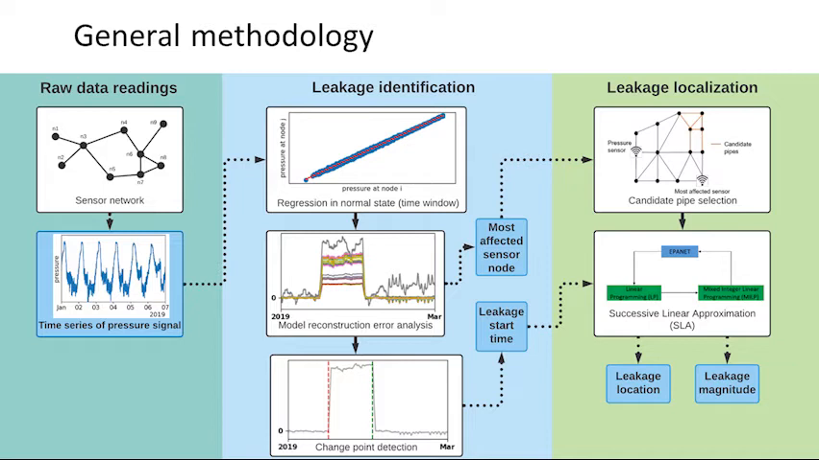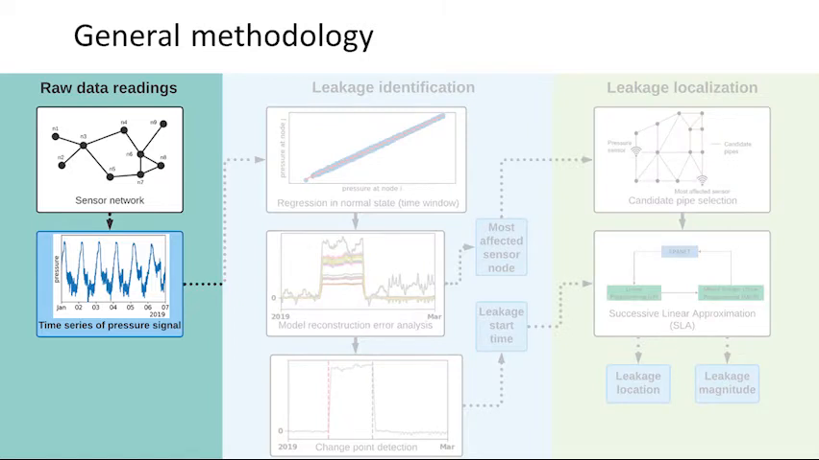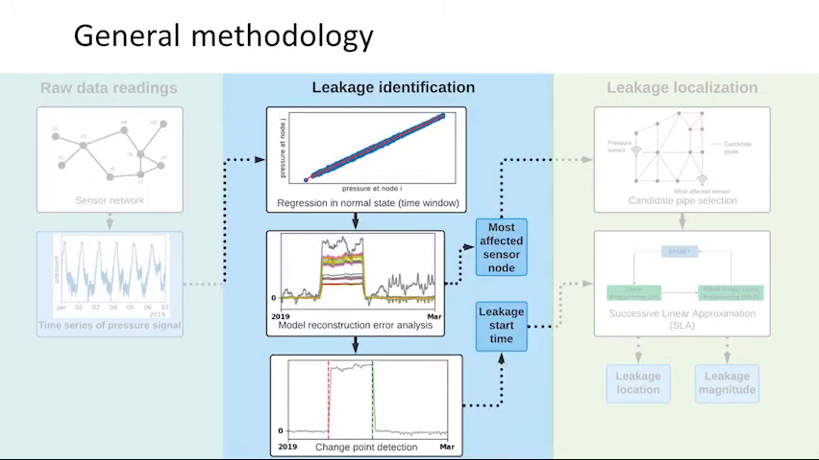Now, starting this off, I want to provide a general overview of the complete process with the following flowchart. In the first step, we obtain the time series of the raw data, or the SCADA data, from the pressure sensor readings in a water distribution network. This information serves as input for the leakage identification process and is used to build a linear regression model based on information from a normal state. The model is then applied to a state with a present leak and the reconstruction error is analyzed.